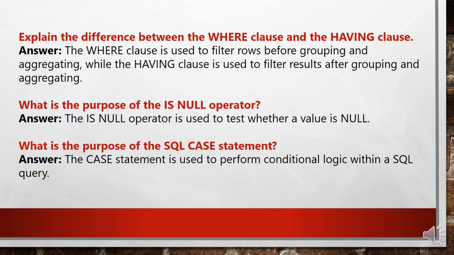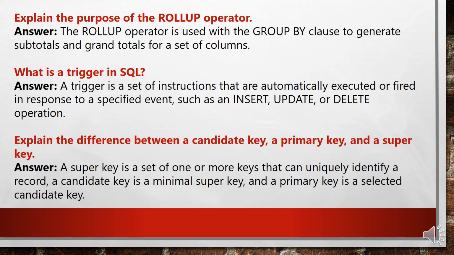What is the purpose of is null operator? The is null operator is used to test whether a value is null. What is the purpose of SQL case statement? A case statement is used to perform the conditional logic within a SQL query. Explain the purpose of rollup operator. The rollup operator is used with the group by clause to generate subtotals and grand totals for a set of columns.